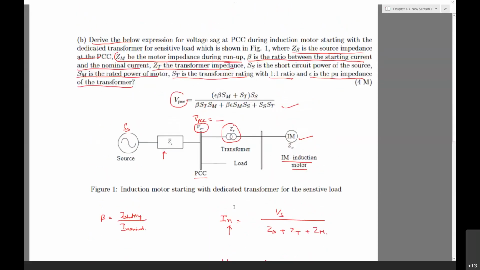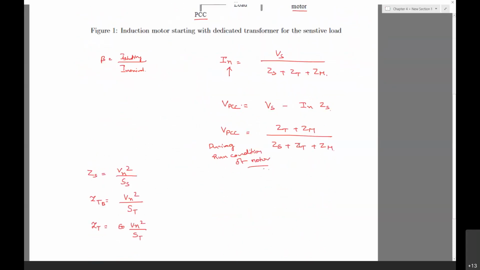Now we need to find out the motor here. This is the running condition, but we are interested in finding out the PCC voltage during starting of an induction motor.